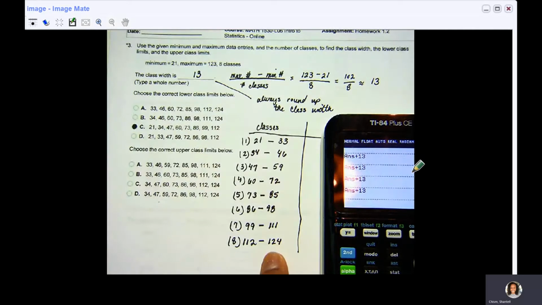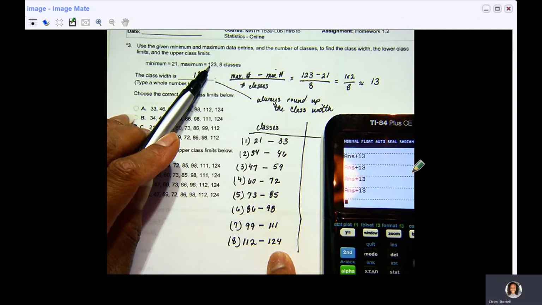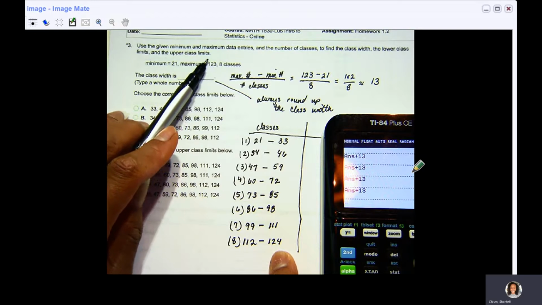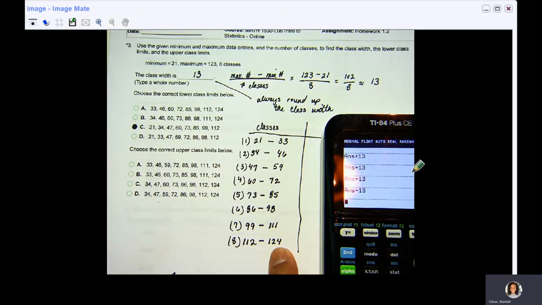Take a look. Notice this ended at 124. The max entry was 123. Sometimes that happens. Sometimes the width of our classes makes our classes a little bit bigger than the biggest data value that we have, and that's okay. Remember, we'd rather it be a little bit bigger than not big enough, and we run the risk of leaving out some data entries.